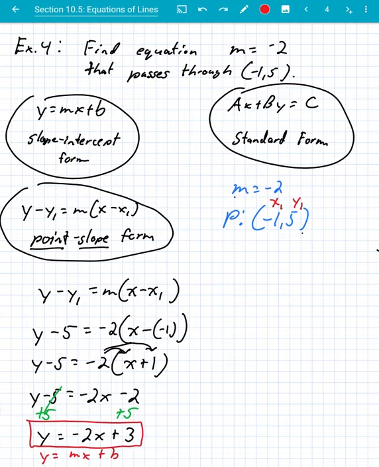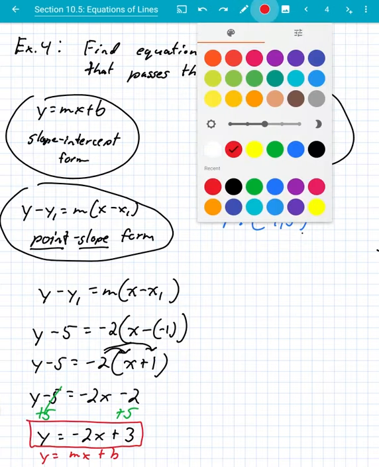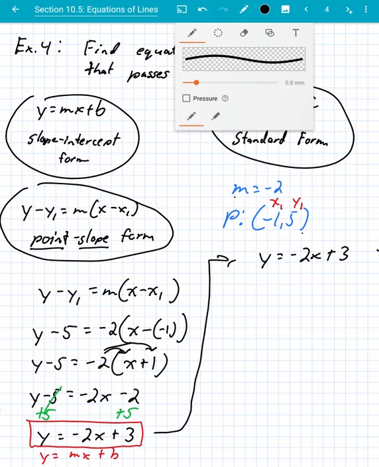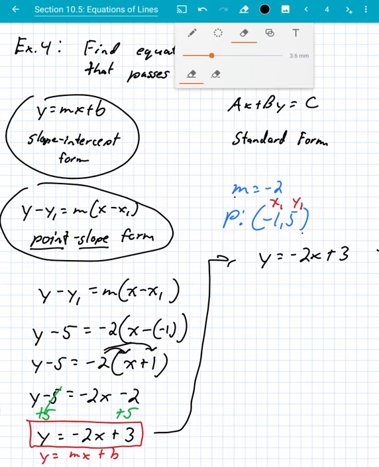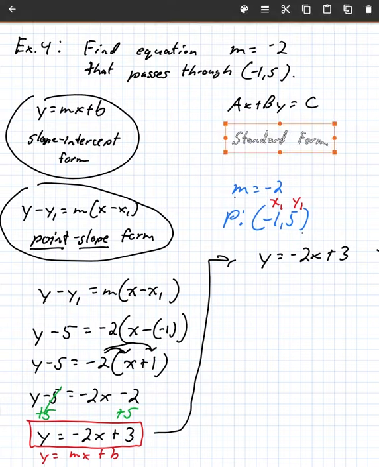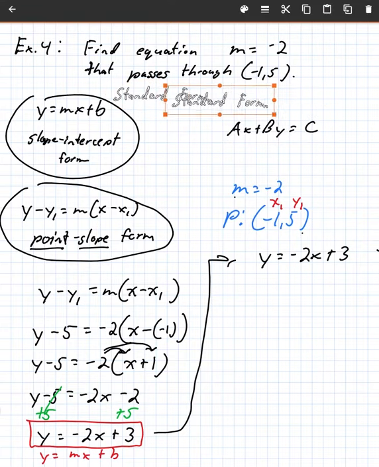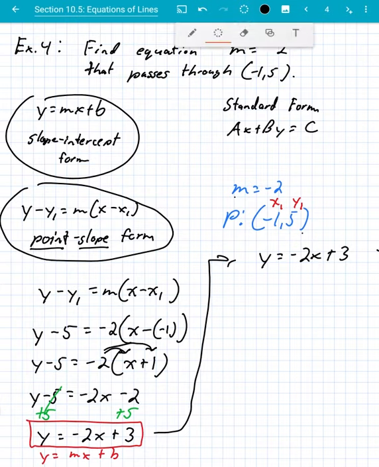Now it wants us to also do it in standard form. So what we can do is take this equation right here that we have boxed in red and start working on it. I'm going to go ahead and rewrite that equation up here. Y equals negative 2x plus 3. I didn't change anything. So according to standard form, right here for standard form, go ahead and swap these out, or rewrite them. So for standard form, there are some rules.